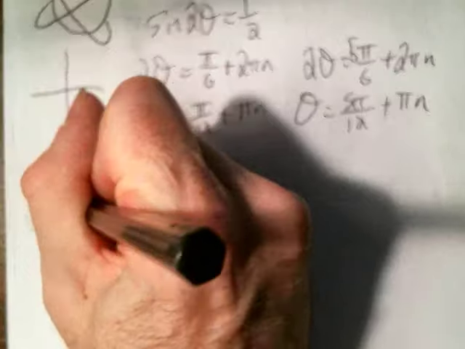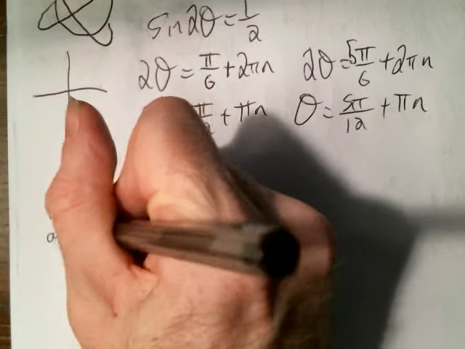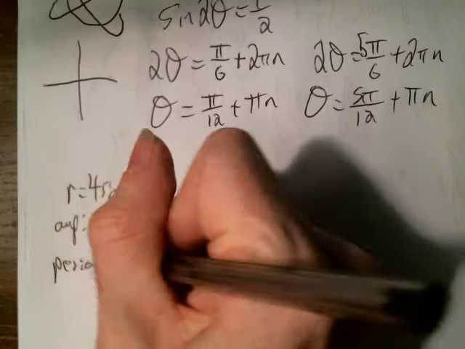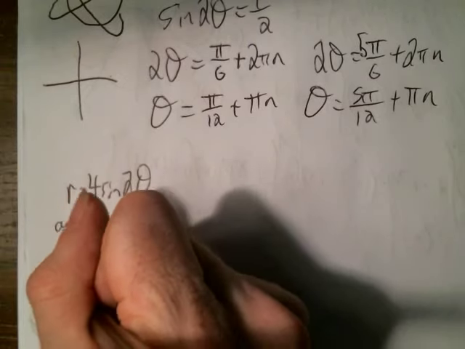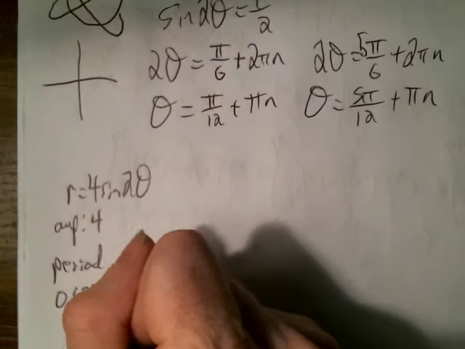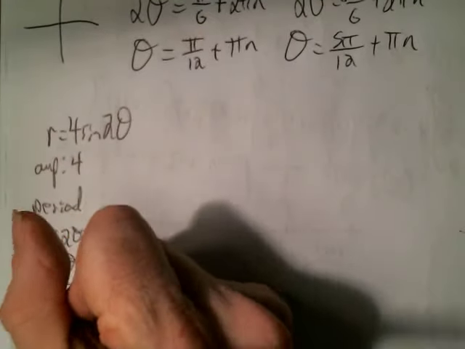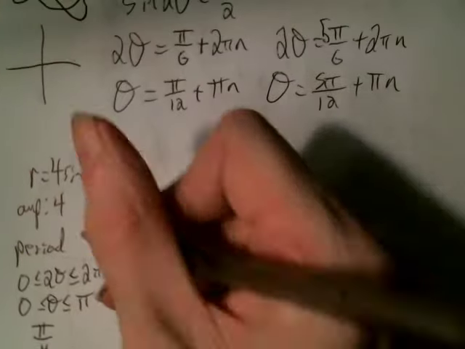So R equals 4 sine of 2 theta. The amplitude is 4. Right? The period then, we're wedged in 2 theta in between 2 pi and 0. So theta is in between pi and 0. Chop that up into 4 parts. So our tick marks, or our little helper lines, will be at pi over 4s. Okay.